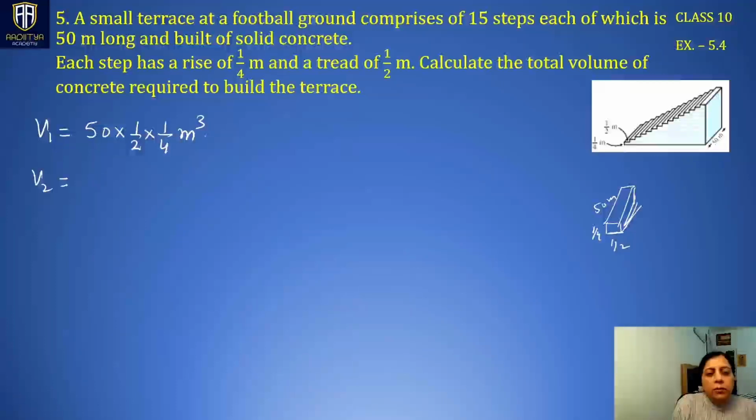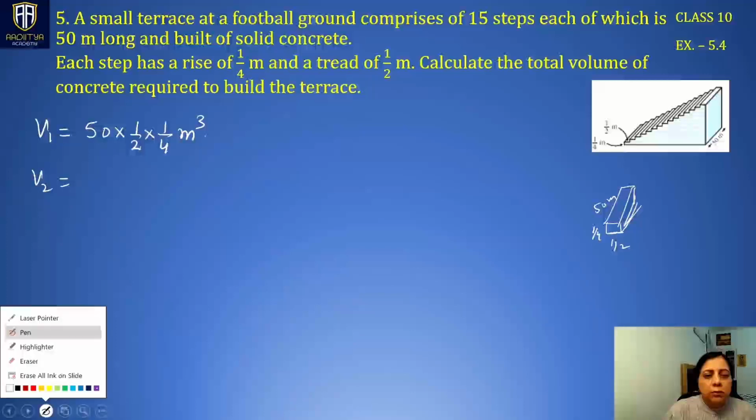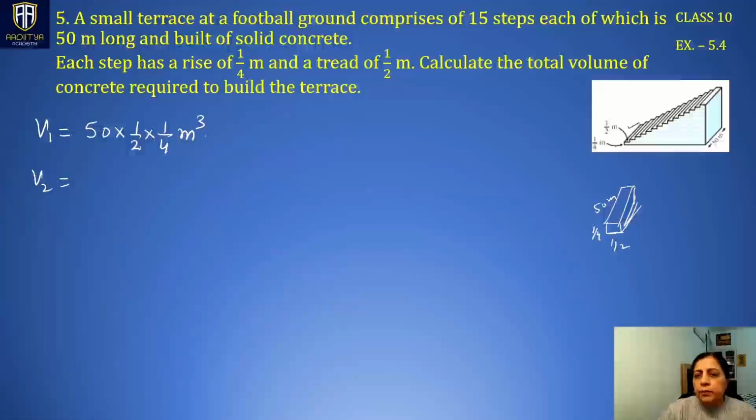Now try to get the value of V2. For the second step, the length remains the same. The length is the same for all the steps, and the tread is also the same. Tread is half. Width for every step is half. But the only thing is that height is getting increased by 1 by 4.